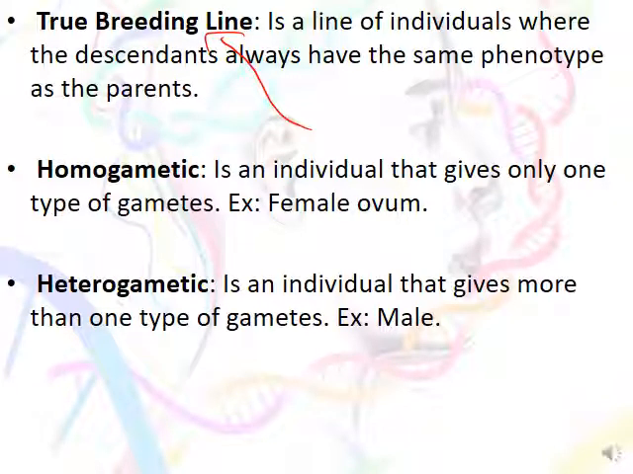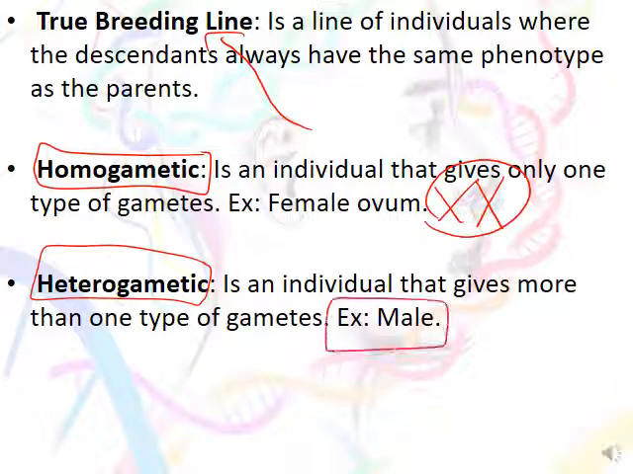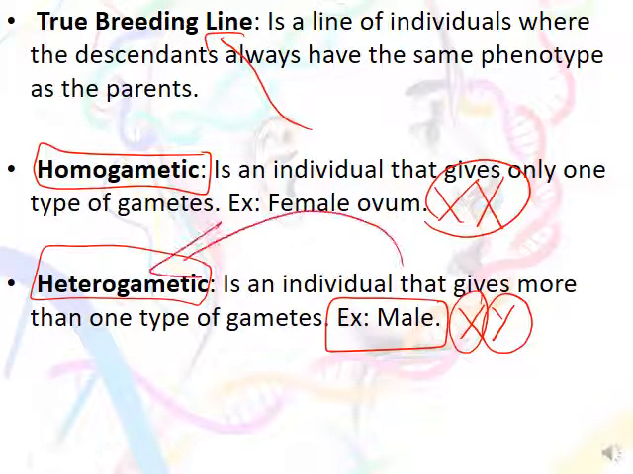Now, homogametic. Homo means only one. Gametic means one type of gametes. So homogametic is an individual that gives only one type of gametes. For example, the female. The female contains XX, so it gives only X, one type of gametes. Whereas heterogametic is the individual that gives more than one type of gametes. An example of this is the male. The male has X and Y, so it can give either X or Y. So it's called heterogametic.